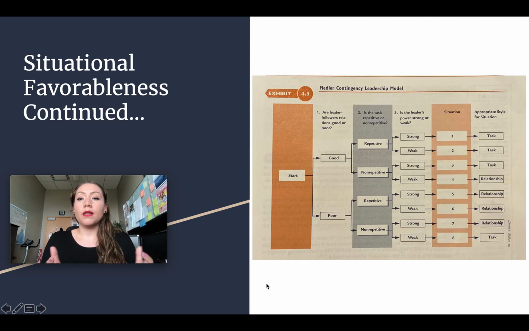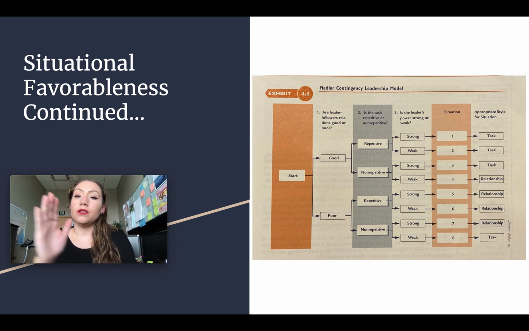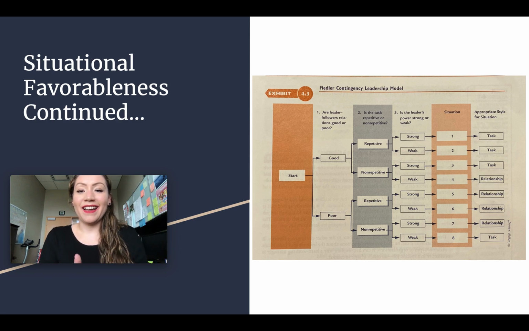It's kind of like the model, once you get to the situation after number 3. For each one, let me go back. For each one, it asks about the leader-follower relationship, then the structure of the task, and then the leader's power. Depending on what you answer for each, you either have a good or poor relationship with your followers, the task structure is repetitive or non-repetitive, and the leader has strong power or weak power.